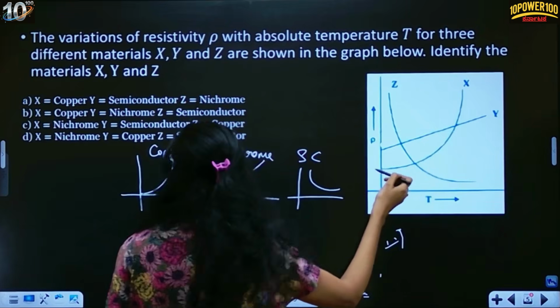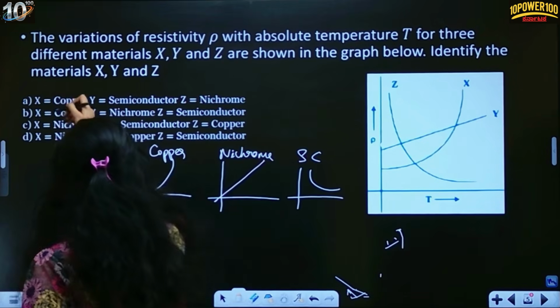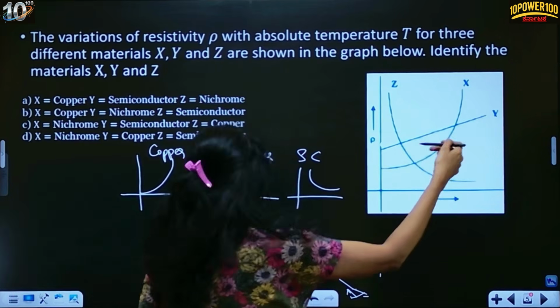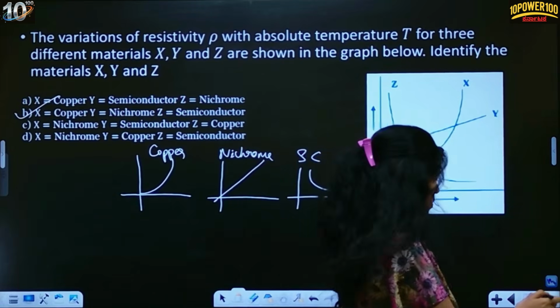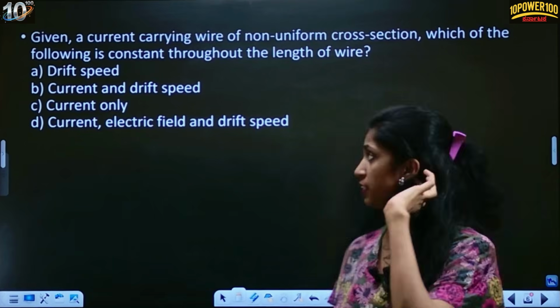X should be copper, so either option A or B. Next, Y is micro. Therefore, option B is the correct answer, guys. That's it. So now moving to the next question.